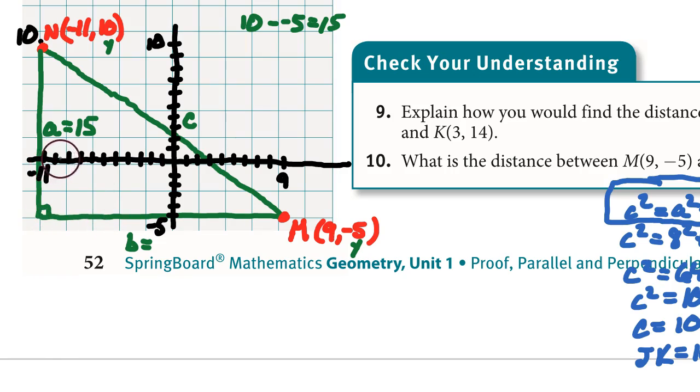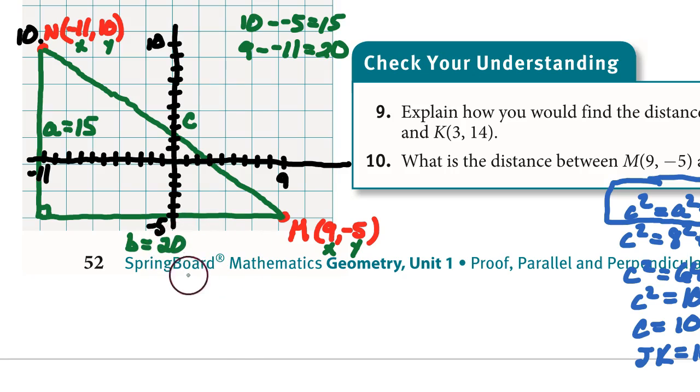marks along the x-axis going from -11 all the way to 9, or subtract the x-coordinates. That x-coordinate is -11 and that one is 9. Let's subtract those. 9 subtract -11. That is 20 units. So lowercase b is 20.